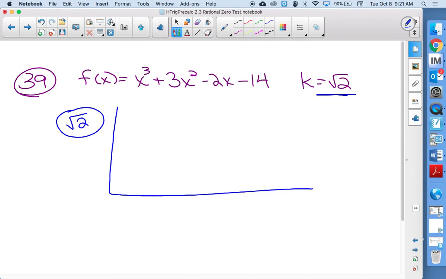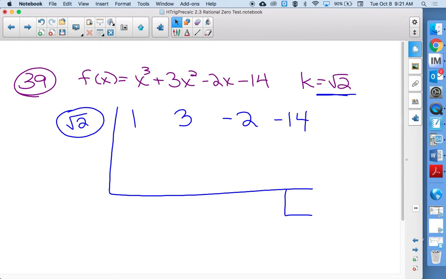Listing the coefficients, we have a 1, a 3, a negative 2, and a negative 14. It's okay that it's a square root. Keep it as a square root. Don't make it 1.41. As a square root, it's exact. As a decimal, it's not. So just keep it exact. What do you do first with synthetic division? Yeah, bring down the first term. And then, Colin, you're supposed to?